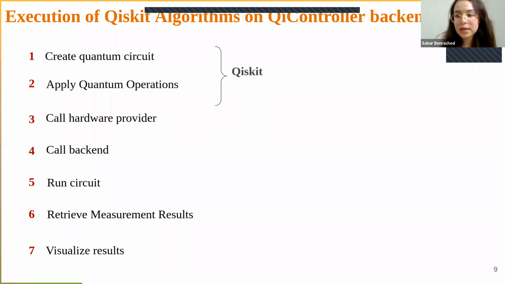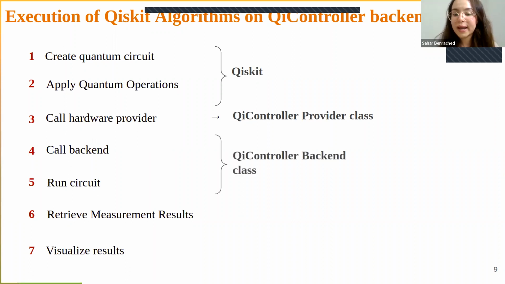So following the same logic, we will design and create quantum circuits using Qiskit. We will apply our quantum gates. And in order to call a hardware provider, we have created what we call the QiController provider class. This is mainly to specify which backend or which processor is now connected to the QiController, and that will be the processor we'll be using for the execution of our operations.